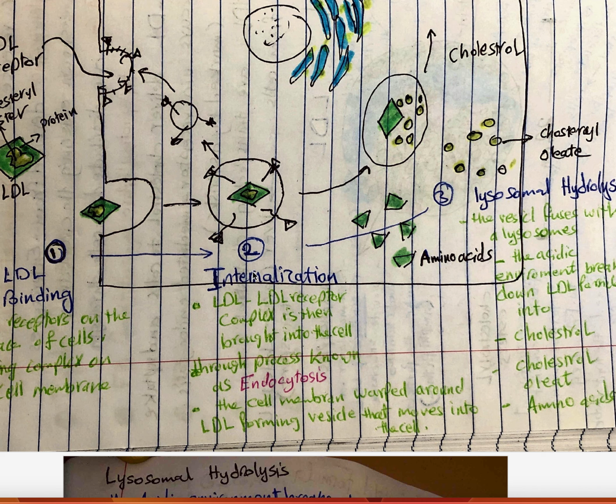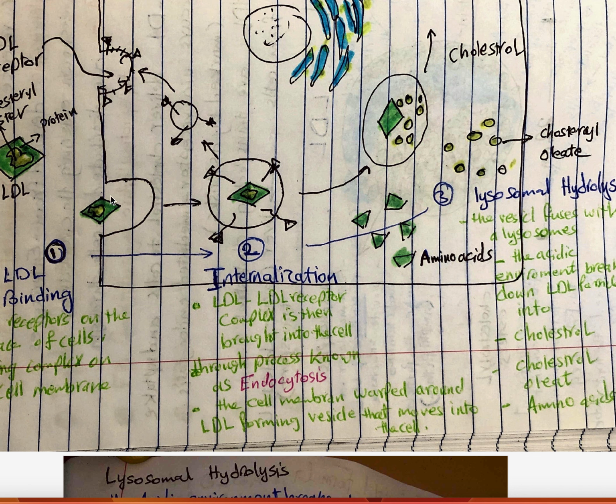Then the second step is called internalization. Why do we call it internalization? Because the low density lipoprotein receptor complex is then brought into the cell. Okay, and then the process is also called endocytosis. The cell membrane wraps around the low density lipoprotein, forming vesicles that are formed inside the cell.